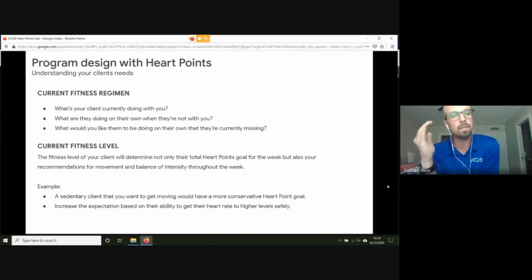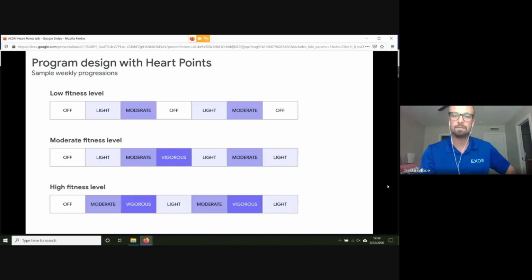You can think about not only what they are currently doing, but what their current fitness level is, right? Because the fitness level of your client will determine not only their total heart points goal for the week, but also your recommendations for movement and the balance of intensity throughout the week. For example, a sedentary person is going to need something very different from somebody who's training for a triathlon, a marathon, or the CrossFit Games, right? These different classifications of folks are going to need different types of things.